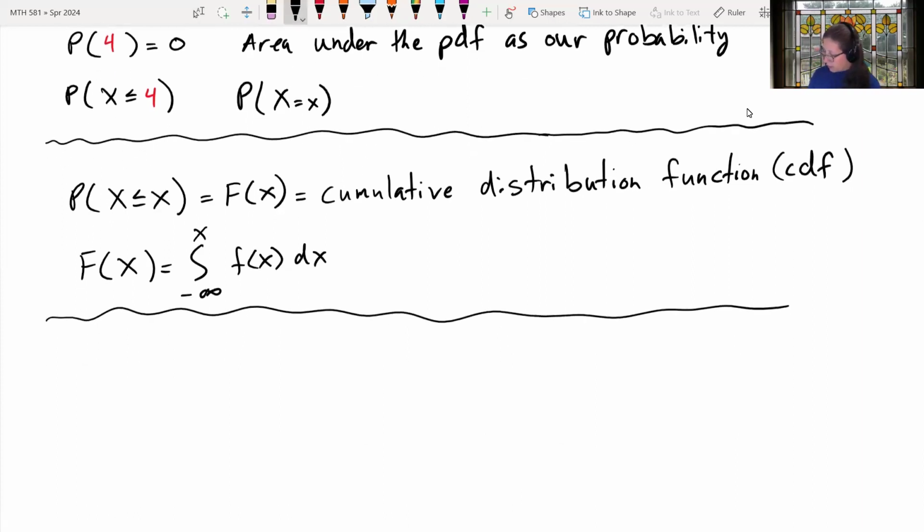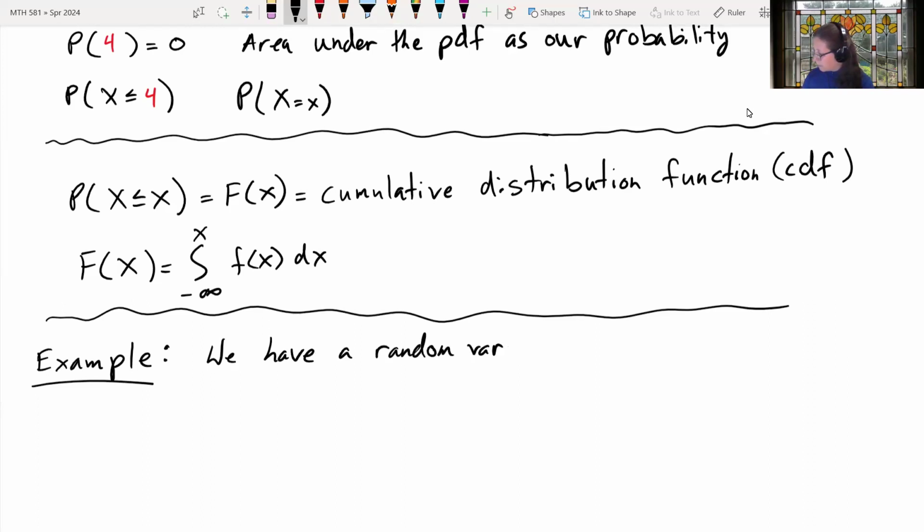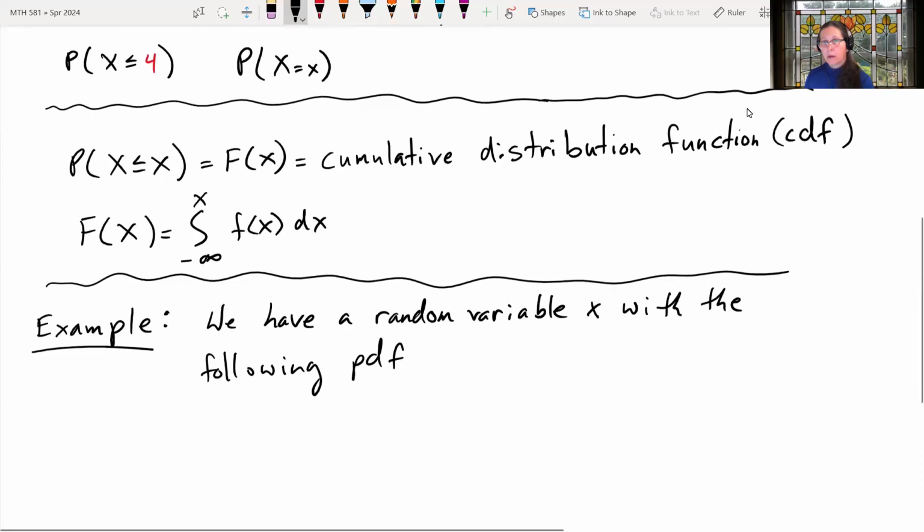So for an example, a kind of very standard homework question is that you might actually have to find a constant k to make something a valid continuous probability distribution. So let's say that we have a random variable x with the following probability density function. And we're going to use piecewise notation in here.